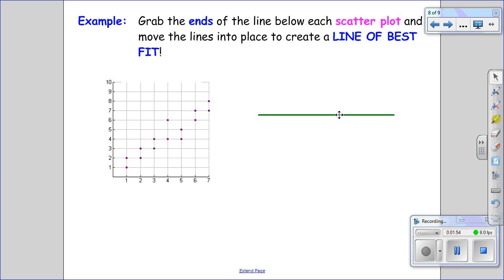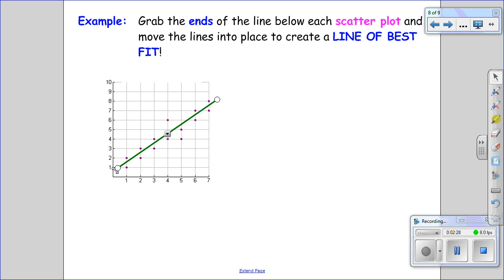So if I take this line here and I want to try and make it go through as many points as possible, I'm going to try and maneuver it. I'm going to try and follow the pattern. It's a positive correlation. It's a strong positive. I'm just going to try and manipulate my line and move it around so that it goes through as many points as possible, and kind of follows that pattern at both ends. And I try and keep the rest of my points spread out evenly.